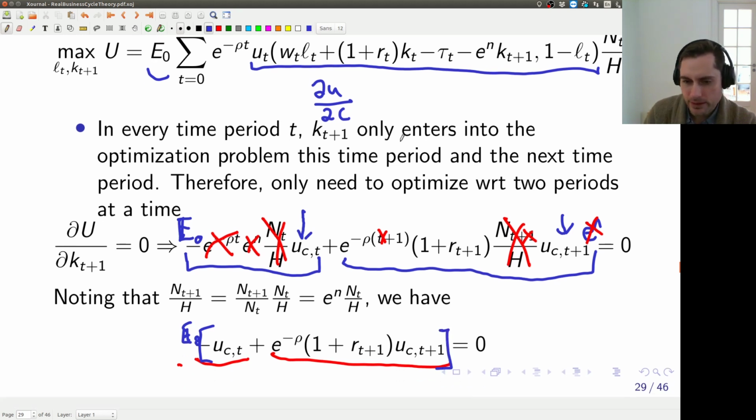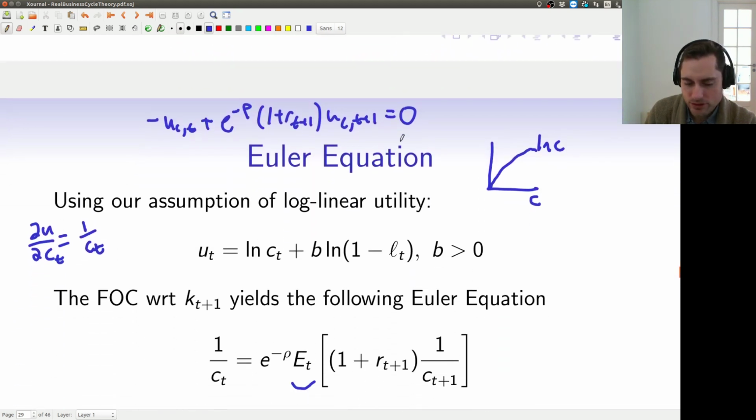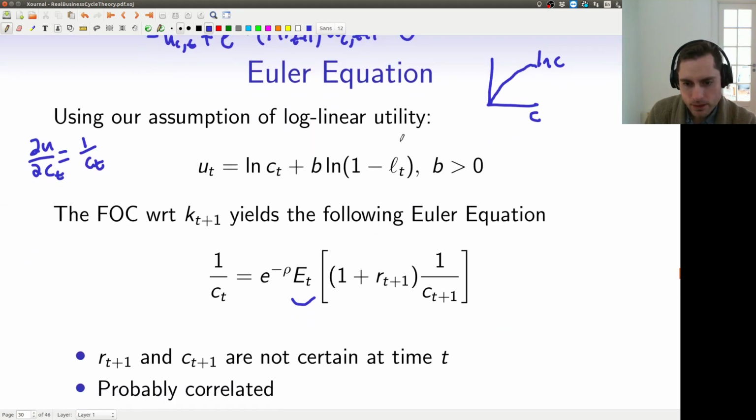But in any case, I think I'm actually going to update that slide. So we have this expectation. You might say also, why is it E_t? Why isn't it E_0? It's because this is going to be optimizing starting at time t. So at time t, you actually know what happened. You know what your consumption is at time t for sure. Once you've chosen it, you know what it's going to be for sure.